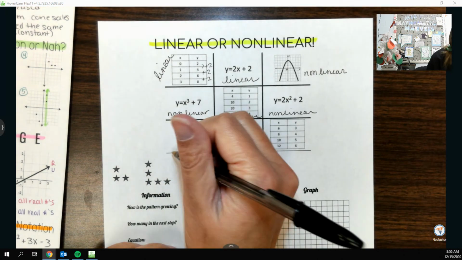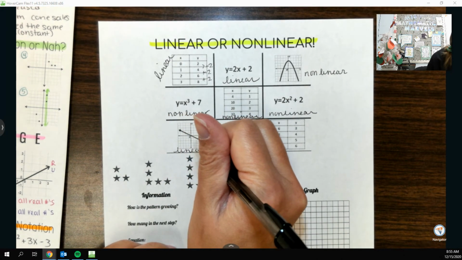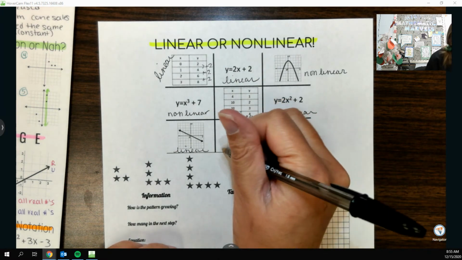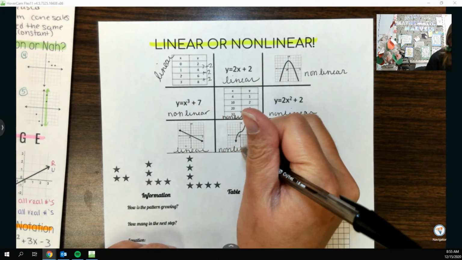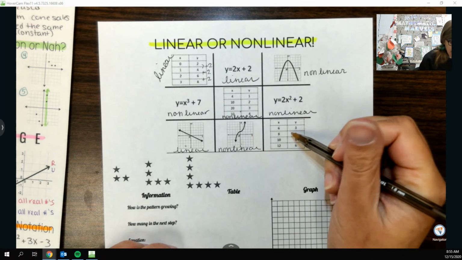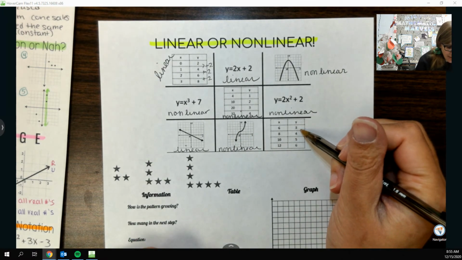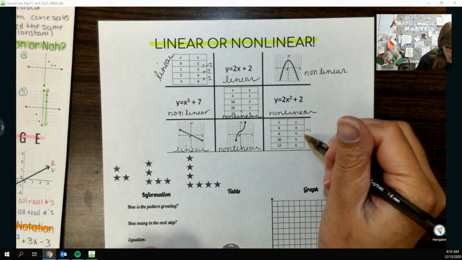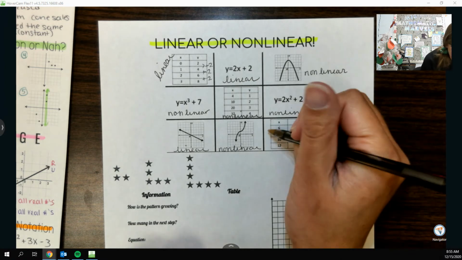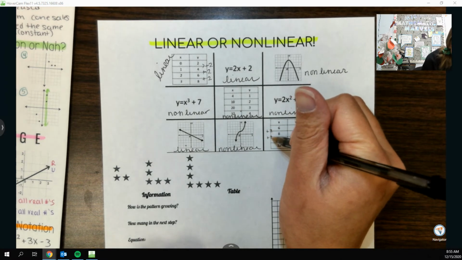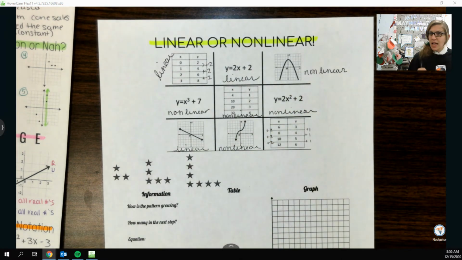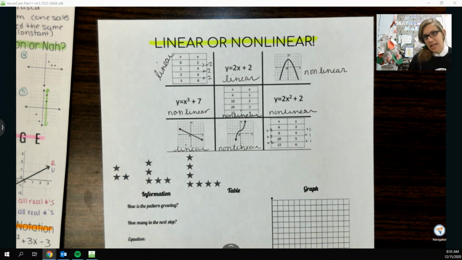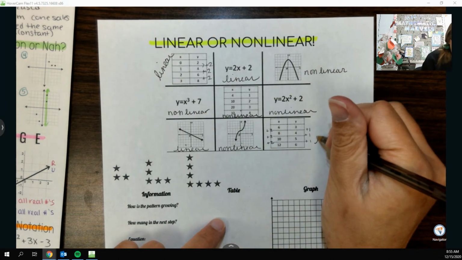This graph, though, that's linear because that's just a straight line. That one is curvy, though, so nonlinear. And then this table here, so the y values are all going up by 1, and the x values are all going up by 2. So because they're both moving at a steady pace, like adding the same amount every time, that is linear.